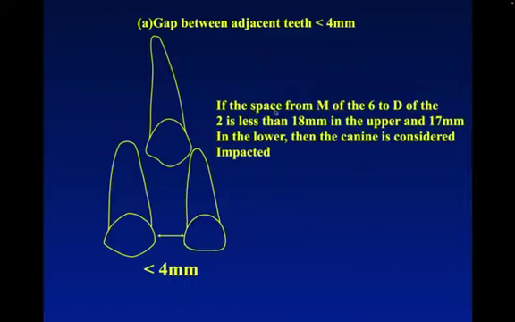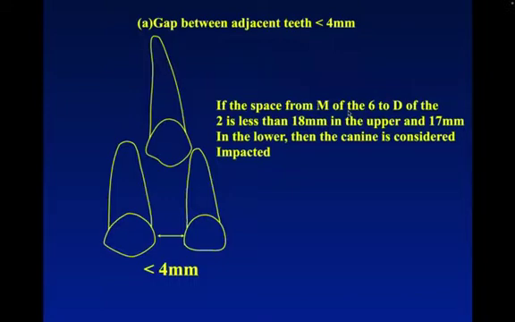According to the IOTN, if the space from the mesial of the 6 to the distal of the 2 is less than 18 millimeters in the upper and less than 17 millimeters in the lower, then the canine is considered impacted. So how did these measurements come about? Now, if you measure the distance from the mesial of the 6 to the distal of the 2, that means we have the 3, 4, and 5. So in the upper arch, the mesiodistal width of the 5 and the 4 is usually 7 millimeters, and the mesiodistal width of the canine is usually 8 millimeters. So 7 plus 8, that's a total of 22 millimeters. So you need 22 millimeters to accommodate the 3, 4, and 5 in the upper.